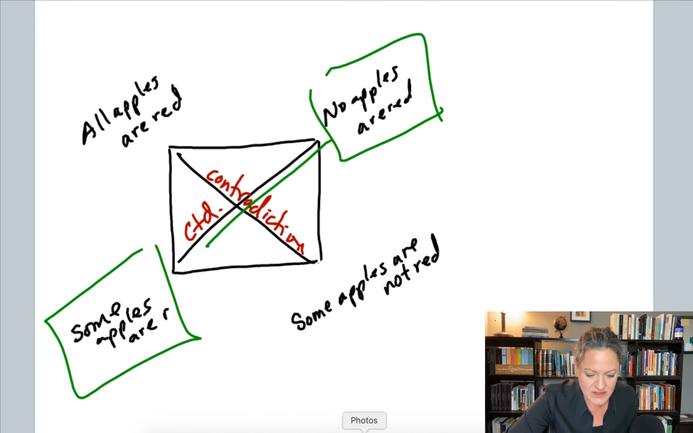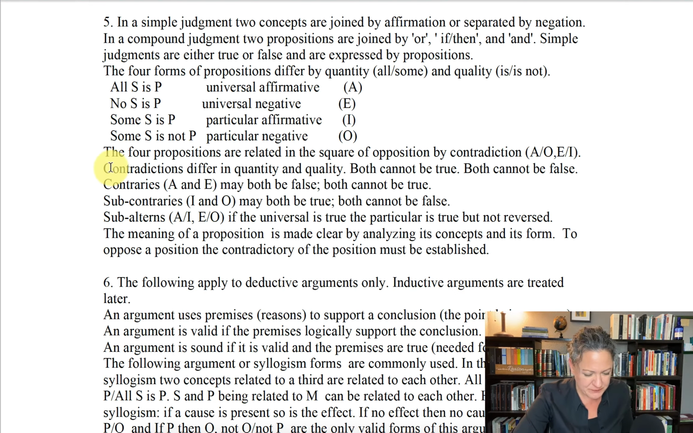Okay, so that's the core question from this handout right here. Define contradiction in 3 ways. They differ in quantity and quality. Both can't be true, both can't be false. Give me your example. Don't use my apples. Don't use bananas either. Be creative. All pickup trucks are Fords. Some pickup trucks are not Fords. Now you can't use that one either.